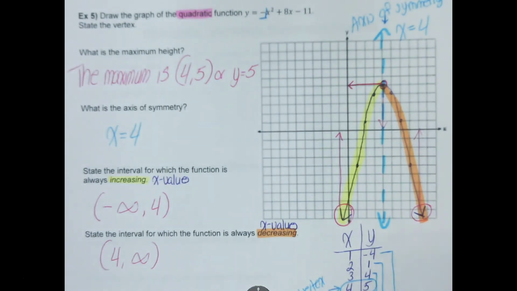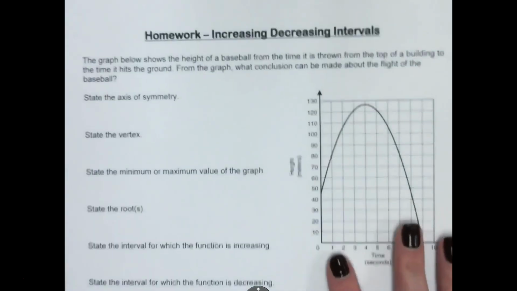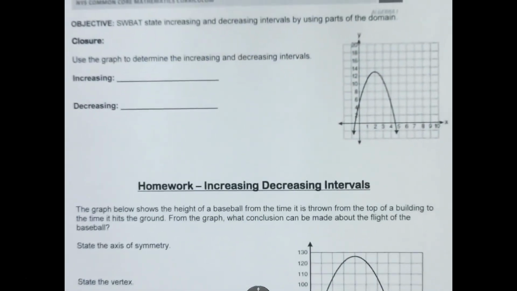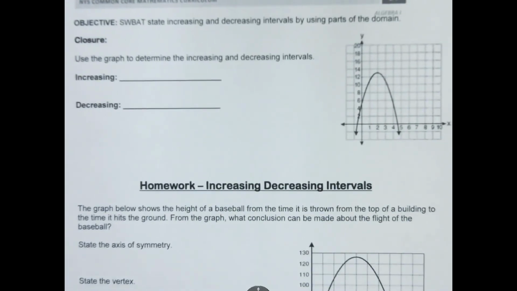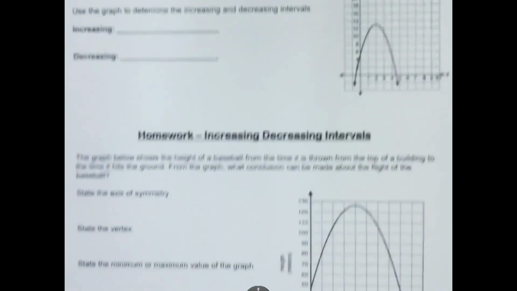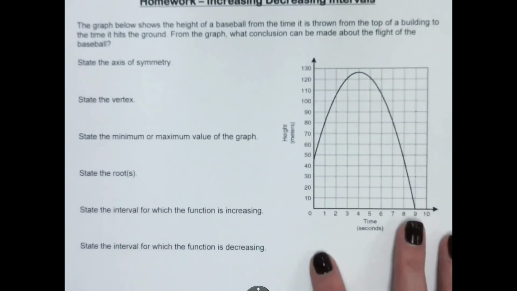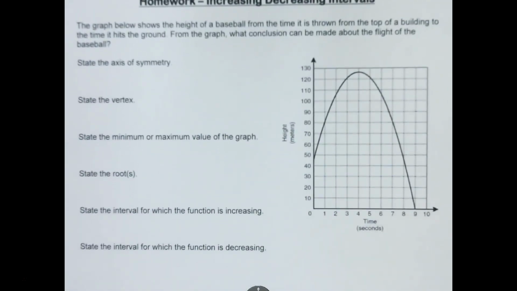All right, let's look at the very last page here. We have our closure at the top. Make sure that you guys answer that completely using interval notation. You need to use brackets or parentheses. It depends on what the question is asking. And then at the bottom, you have your homework question. Okay, you just have to answer those questions based on the graph.